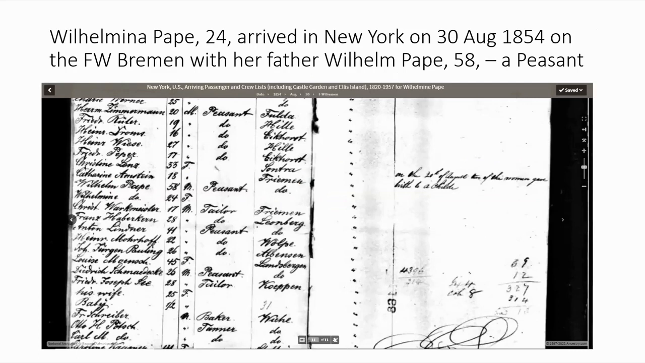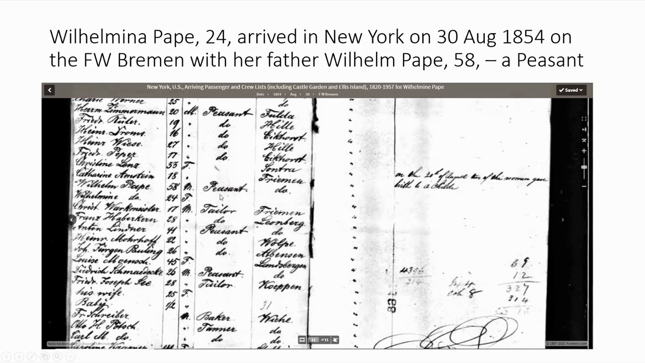Okay, so then my grandfather said that my second great grandparents were married sometime around 1850 in Chicago. Well, I found the passenger record of my second great grandmother, and it turns out that she arrived in New York on the 30th of August, 1854, on the steamship F.W. Bremen, with her father, August Pape, 58. And here he is right here, August Pape, 58, male.